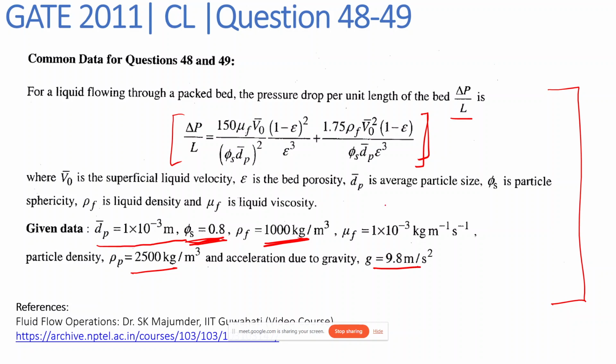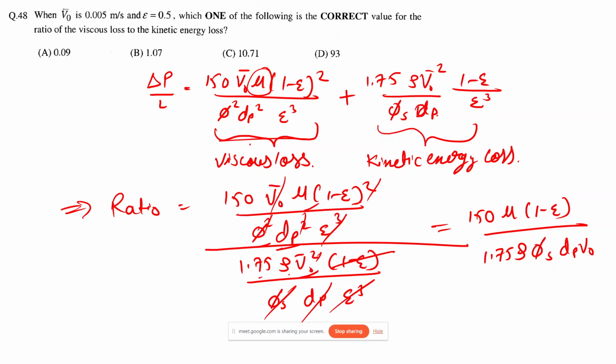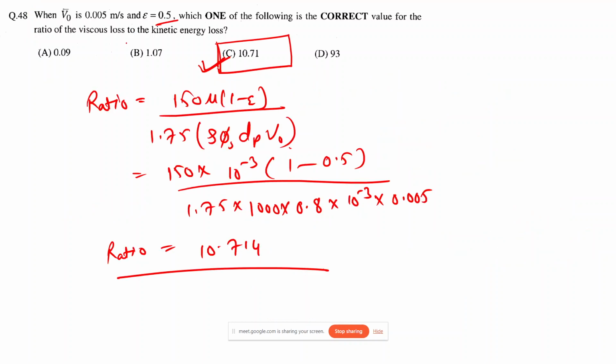So this is the common data, and based on that we have been asked this first question. It states that when V naught bar, that is superficial velocity, is 0.005 meter per second, and epsilon, that is bed porosity, is 0.5, which one of the following is the correct value for the ratio of viscous loss to kinetic energy loss? So in the first question we have been asked to find the ratio of viscous loss to kinetic energy loss.